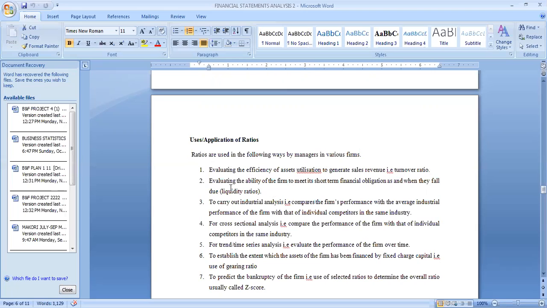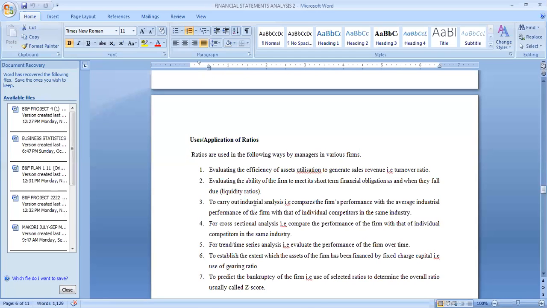The ratios are also used in evaluating the ability of a firm to meet its short-term financial obligations when they fall due. Those are the liquidity ratios. The ability of the firm to pay the debts, the short-term debts within the stipulated time. If, for example, you are supposed to pay a supplier after 2 weeks, are we able to pay that particular supplier after 2 weeks? The liquidity ratio is going to reveal that.